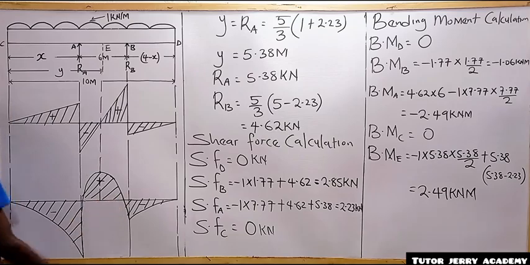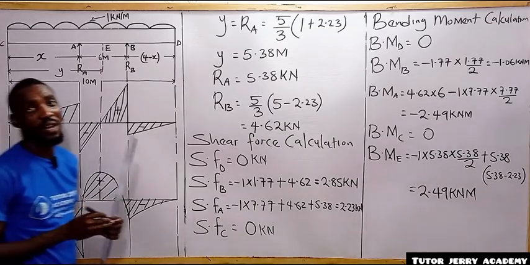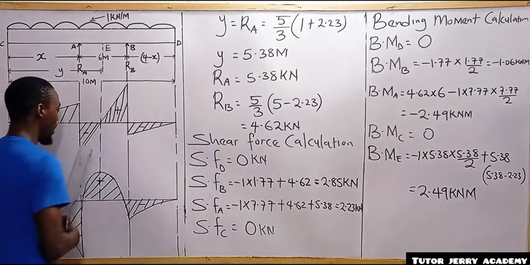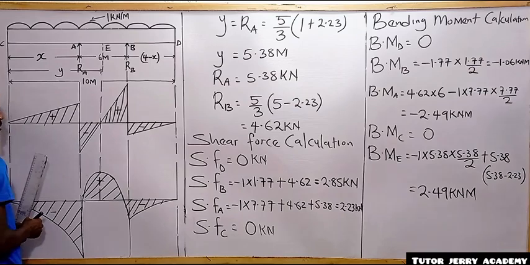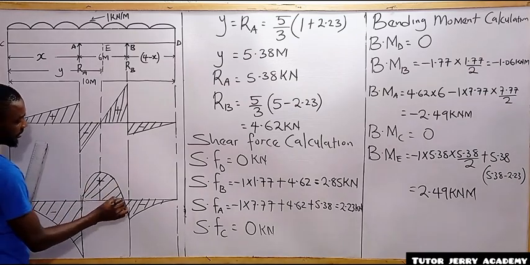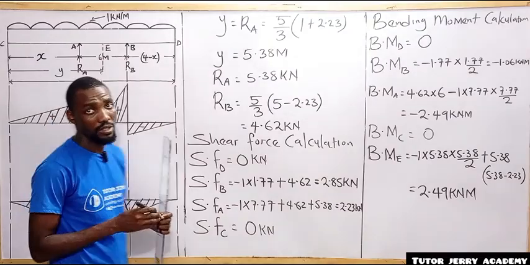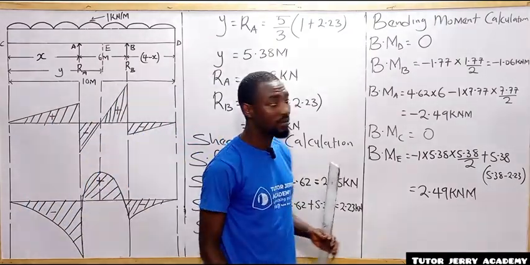We are not asked to calculate the points of contraflexure, but in case you want to calculate them, we are going to have 2 points of contraflexure here. One is at this point and the other one is at this point. So this is how to go about the question. Thank you.